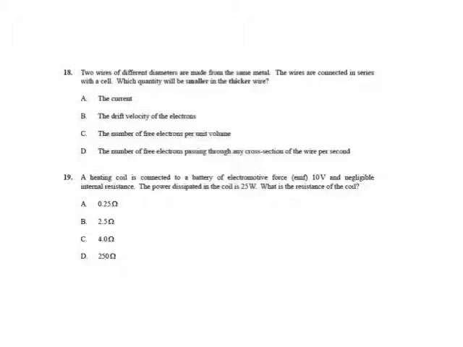Resistance. 2 wires of different diameters are made from the same metal. Right, so same metal means resistivity is the same, so we can forget about that. The wires are connected in series with a cell. Which quantity will be smaller in the thicker wire? Well, if you think about resistance, resistance depends on resistivity, and it increases with length but decreases with cross-sectional area. So let's have a look at this. Which quantity will be smaller in the thicker wire?